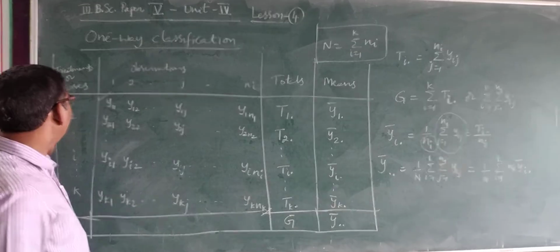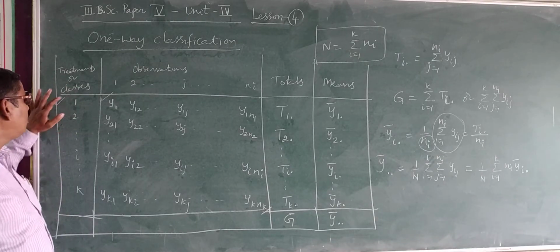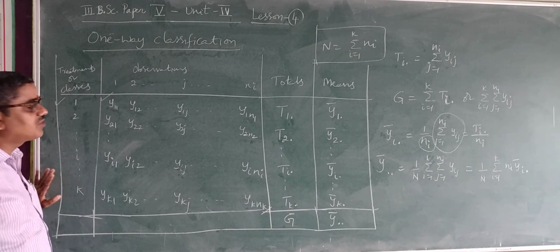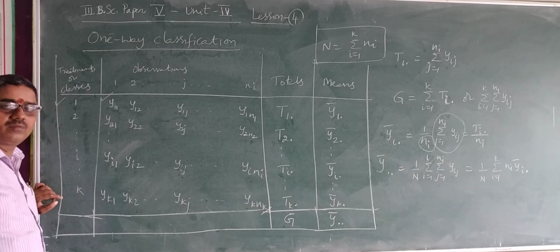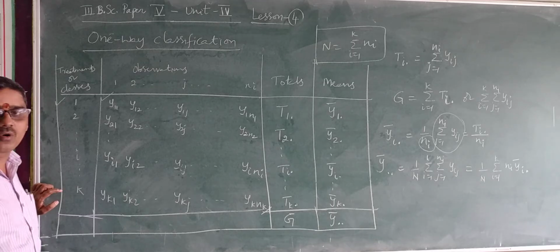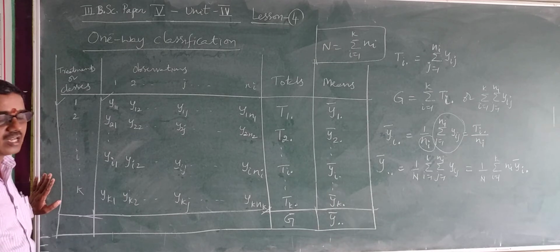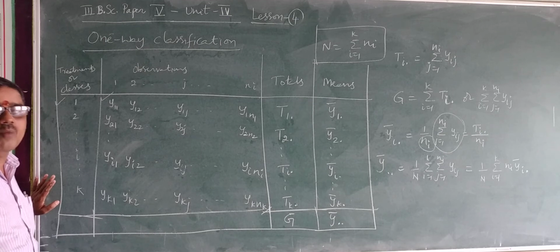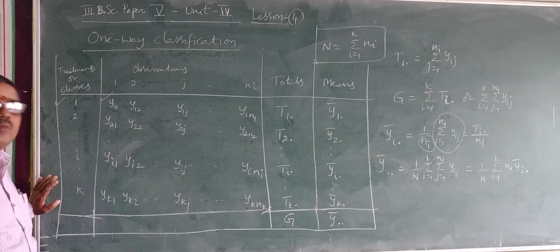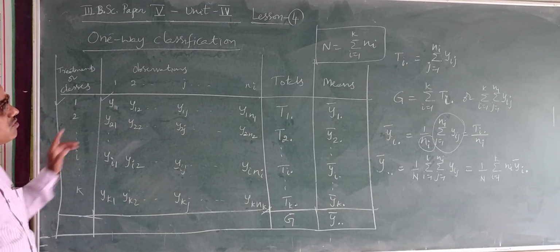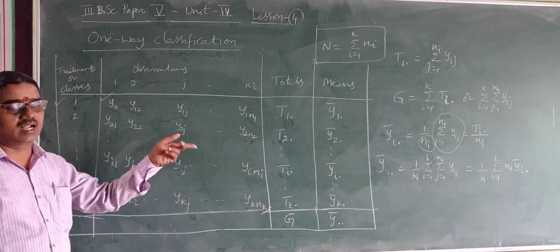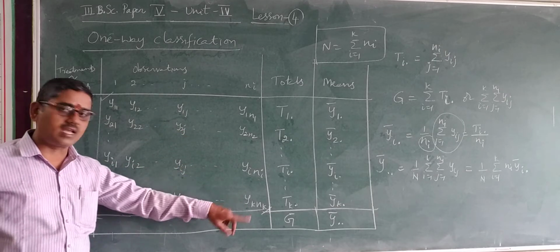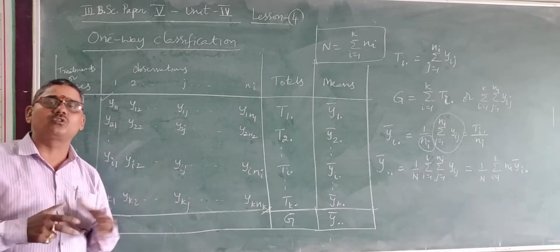Okay, now what I specified: 1, 2 and so on up to k, we have k classes, k treatments. We consider k classes regarding a particular factor, and in each and every particular class we have ni observations: first class n1, second class n2, ith class ni, kth class nk. These are the things you have to observe.